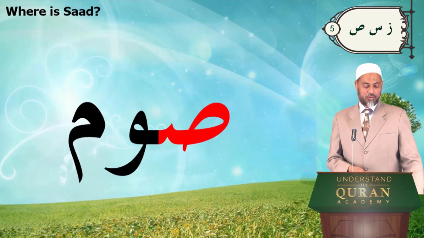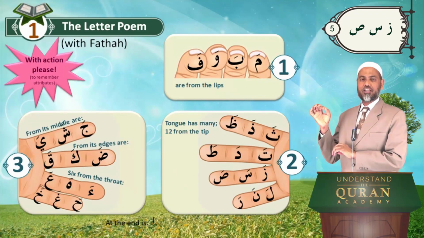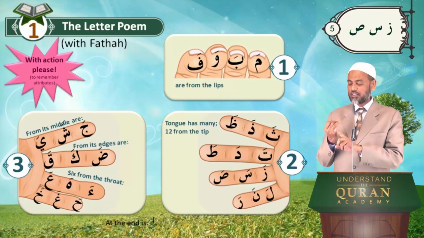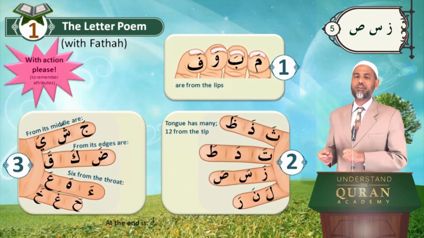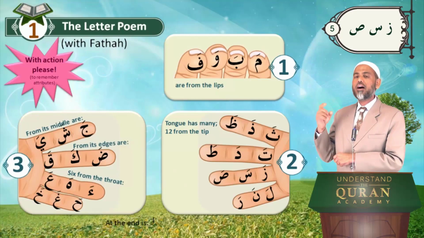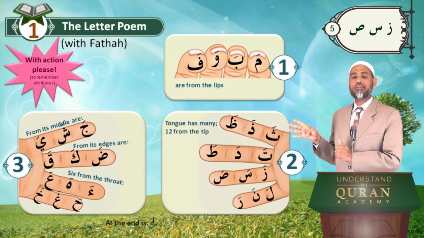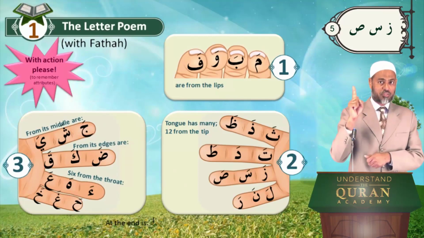So our poem is taking shape. Can you recite it with me? And it's very important. You learn the letters with their right makharij and their attributes if you practice with me. So it's very important. Ma, ba, wa, fa are from the lips. Tongue has many, 12 from the tip. Tha, the, va. That's with the first finger.